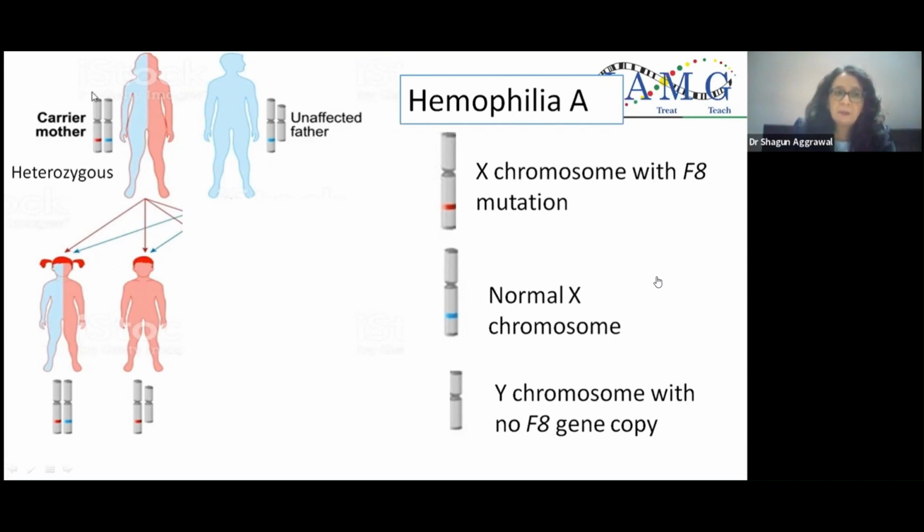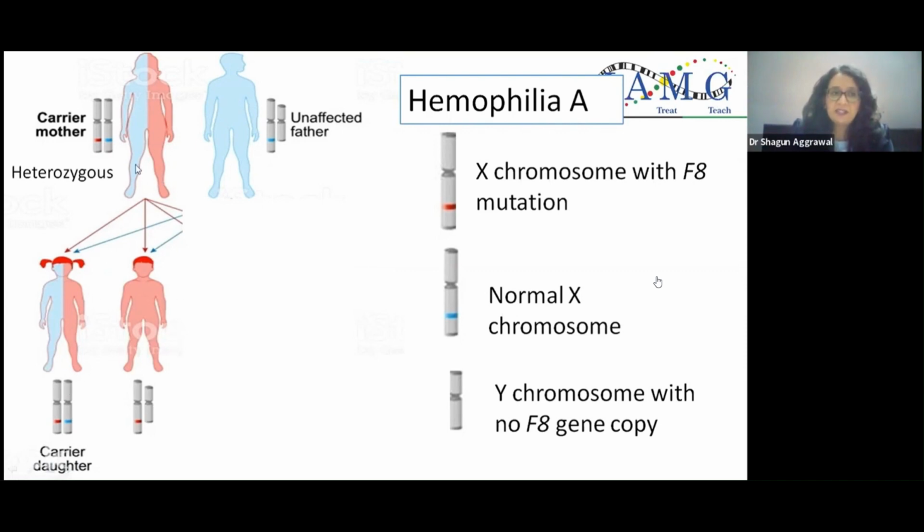So this lady can pass on her X chromosome with the mutation, and if she passes it on to a girl child, this girl child is going to get another X chromosome from her father, and this X chromosome is again going to take care of the mutated copy. So there is not going to be any phenotypic consequence, and she will also be an asymptomatic carrier just like her mother.